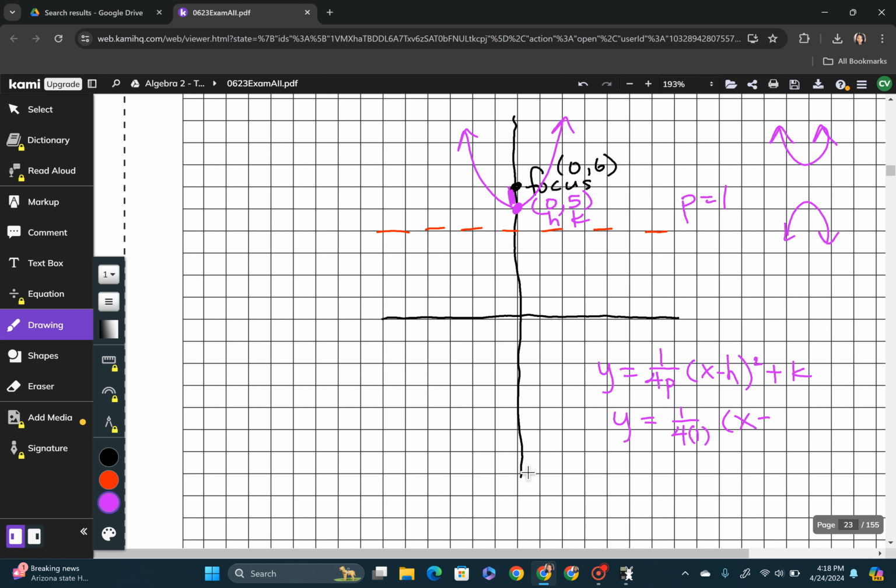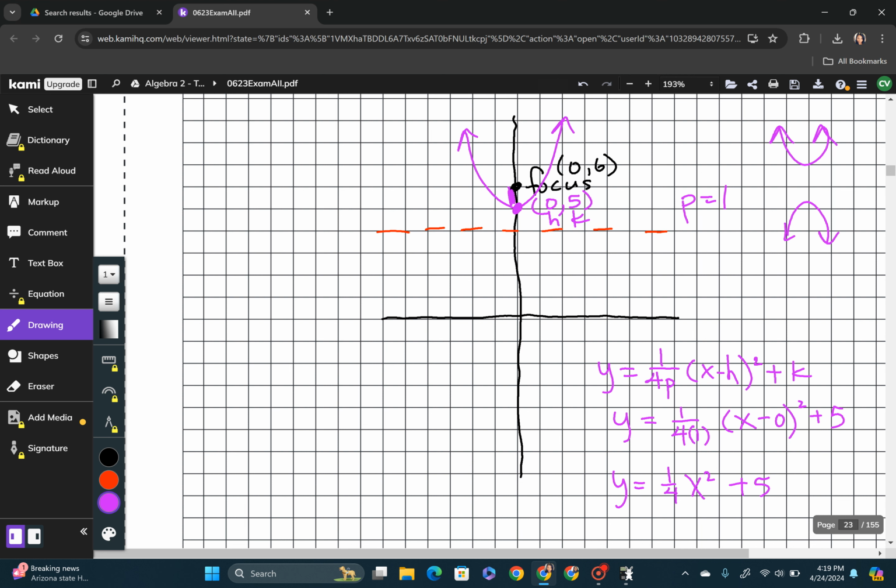K is 5. So then I literally just evaluate this, right? So I have y equals 1 over 4 times 1 is 1/4. X minus 0 is just x, so this is going to be x squared, and then I'm going to have a plus 5 there. Okay, and then I'm going to look and see what does that equal to? Like, is that one of my answer choices that I have?